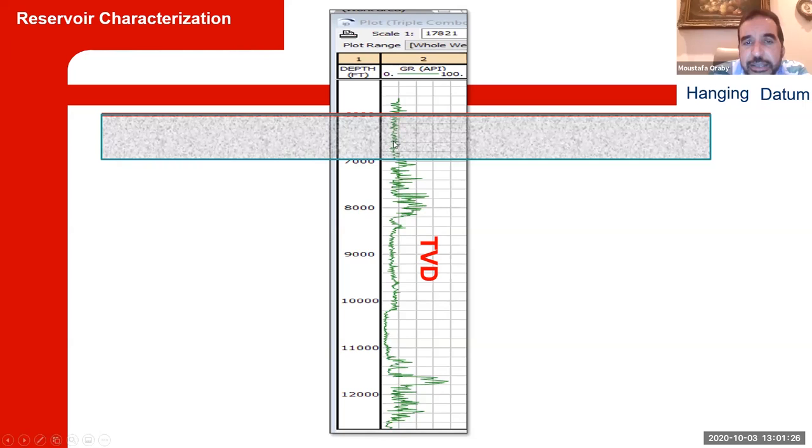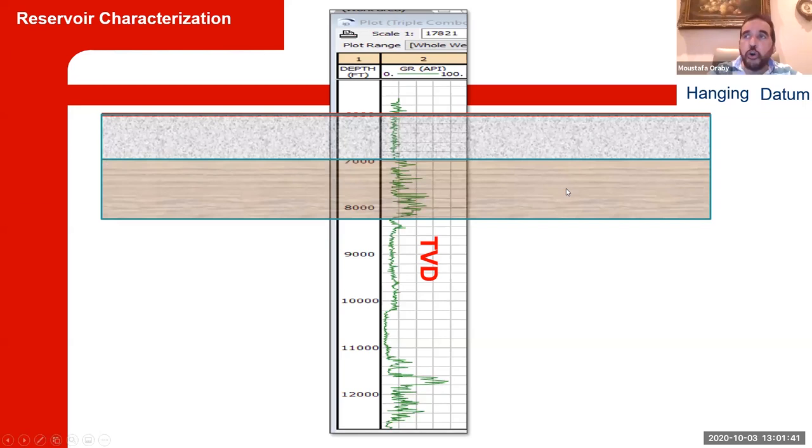Now, this zone is higher gamma ray. It's probably a clay zone. Call it anything you like. So this zone will have a different color. So now I'm zoning my reservoir on TVD to remove any other variability in my rock, in my field. So this is a second zone. I will take this one and I consider it a different zone, because it's different than the previous one.